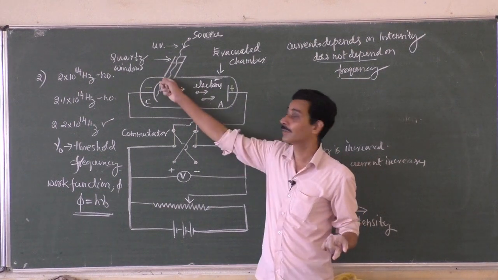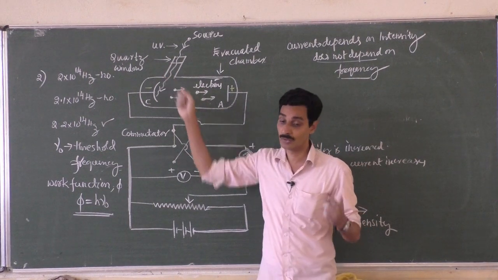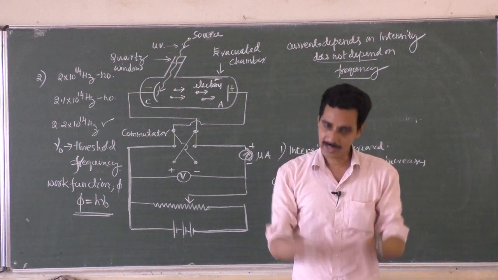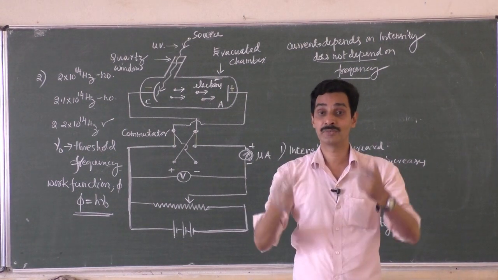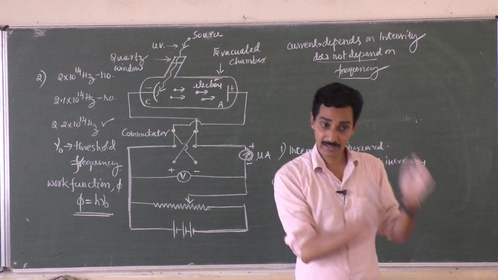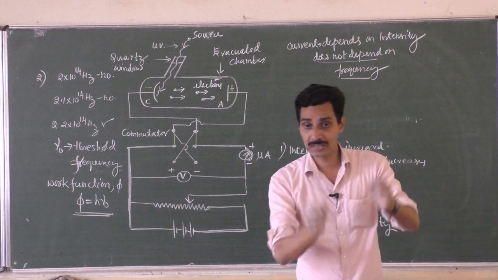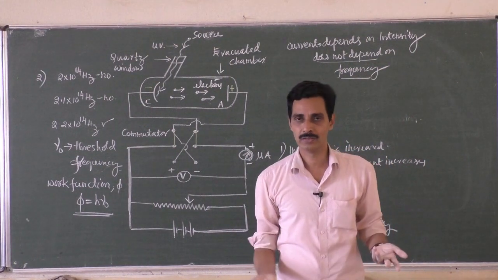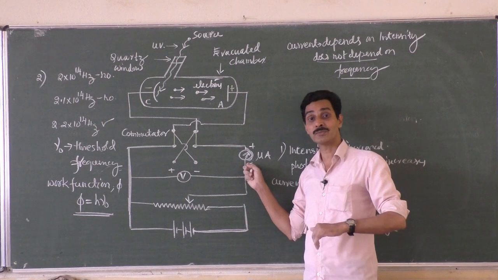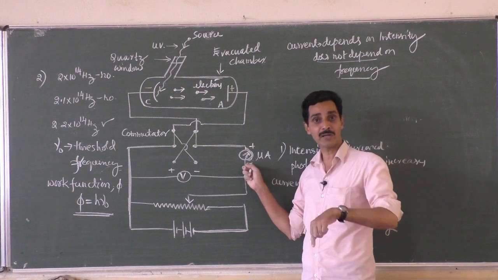Sir, how to increase the number of photons? Can't I increase the frequency? No. If you are increasing the frequency, you are emitting the same number of photons but more energetic photons. Because when increasing the frequency, 100 photons means 100 photons only, but each photon will have more energy. That will not increase current. For current, I want more photons, not more energetic photons, more number of photons.